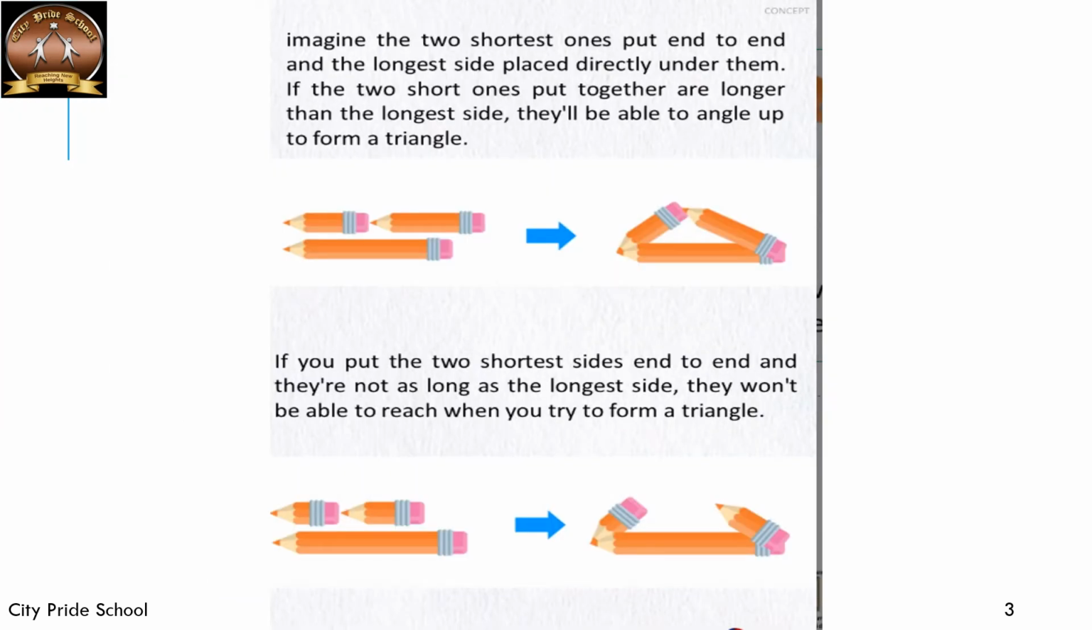Okay, children, some more explanation. See what is written over here. Imagine the two shortest ones put end to end and the longest side placed directly under them. If the two short ones put together are longer than the longest side, they will be able to angle up to form a triangle, as you can see over here, right?